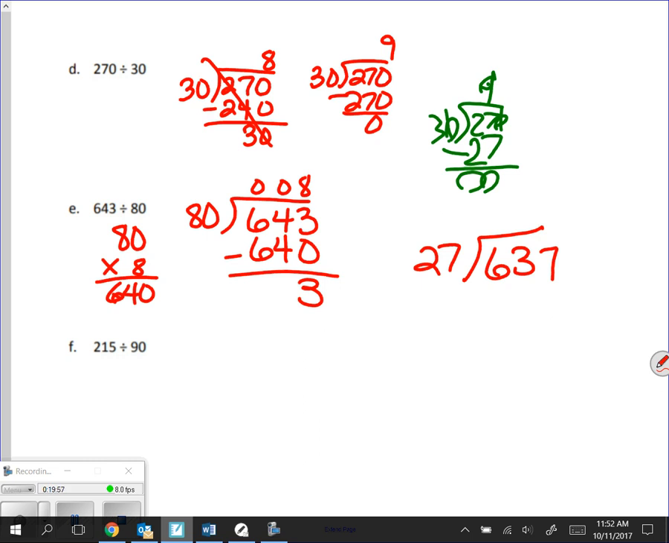So I know that'll be too big. So I'll estimate a little bit so that I can figure out what number to put up top, what to multiply by. So I might do 27 times 2 just to give me a starting point so I can figure out what number goes up here. Does that make sense at all?